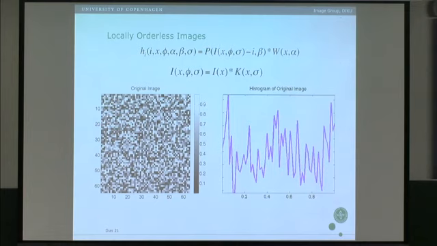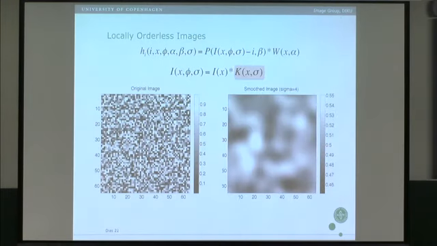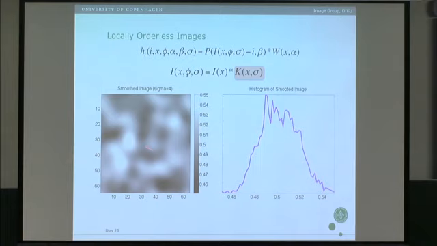So I'm going to take a slow walkthrough of these locally orderless images. Here we start with an original image. Here is what the histogram of this noisy image looks like. Then the first step is that we blur this into a Gaussian scale space. So now the image has changed to being this image instead, and the histogram of that image looks like that. Now it has been much more centered around the mean value here.